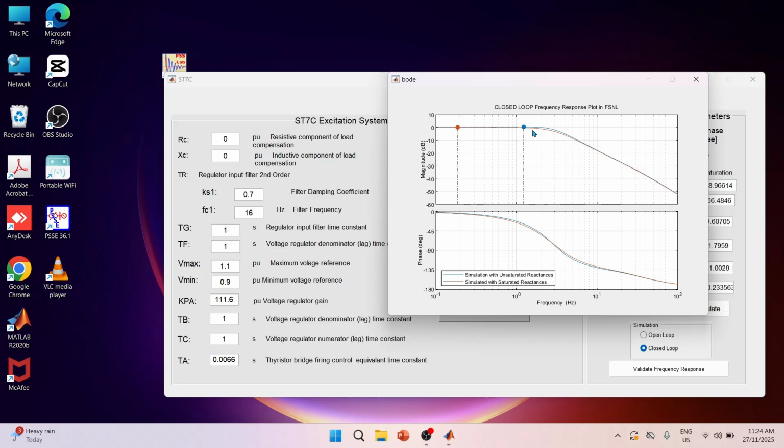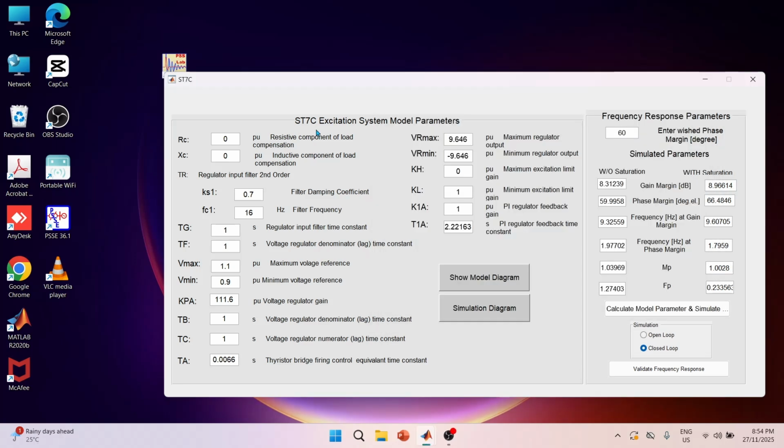Here we got the peak values MP with corresponding frequencies Fp. Having taken a closer look into the form, we can see that all parameters of ST7C model have been shown in the text boxes. On the right part of the screen, we have the control parameters obtained from simulation with unsaturated reactances, here in the left column, and for simulation with saturated reactances, here in the right column.